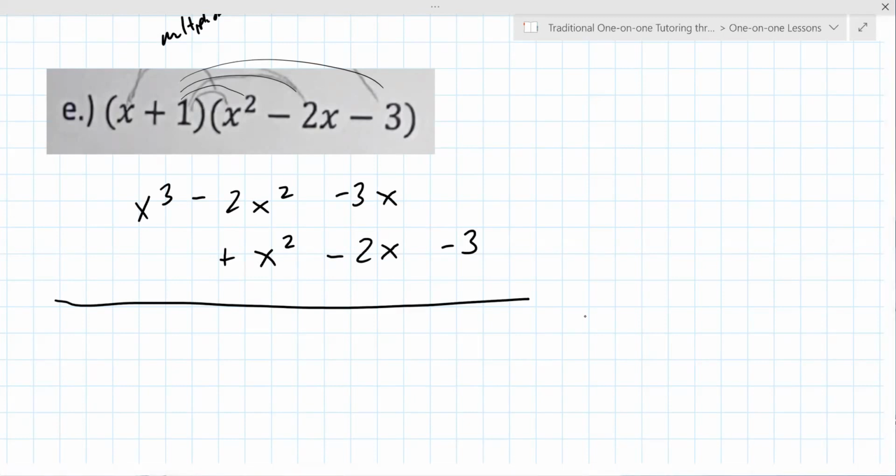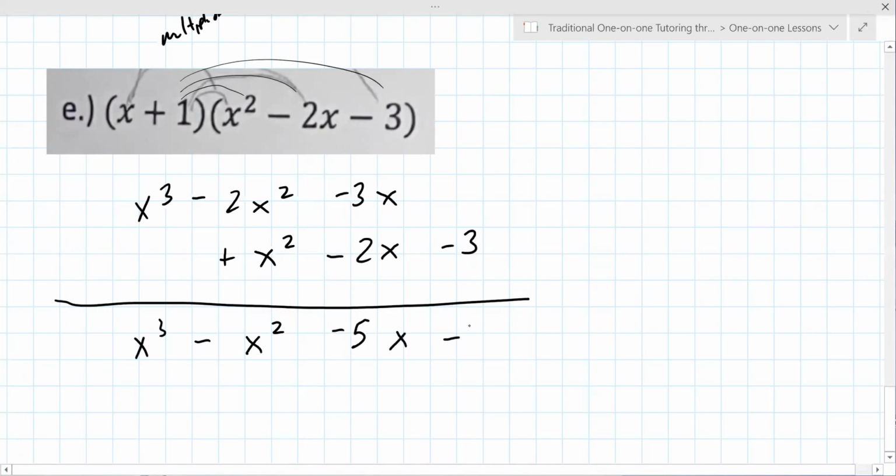So in short, you still have to combine like terms, so this becomes minus x squared minus 5x minus 3. All right, I guess it's cool that there's another way to do this. Well, most of the ways is just one.